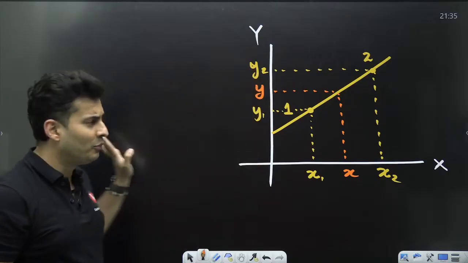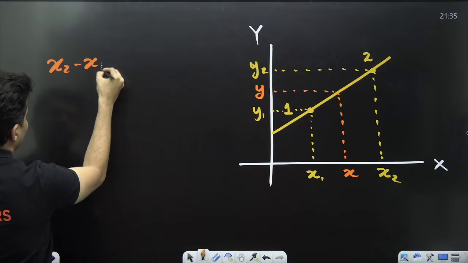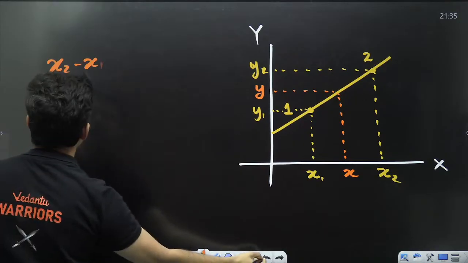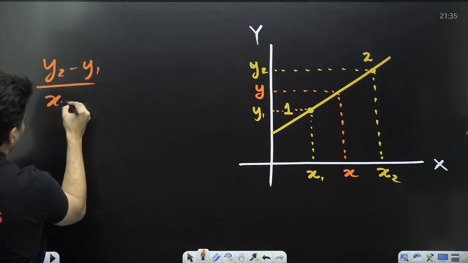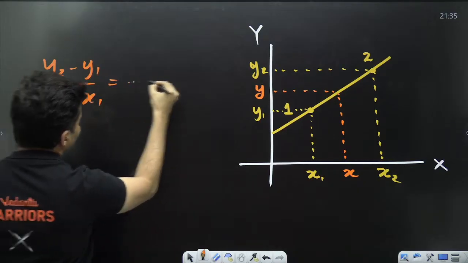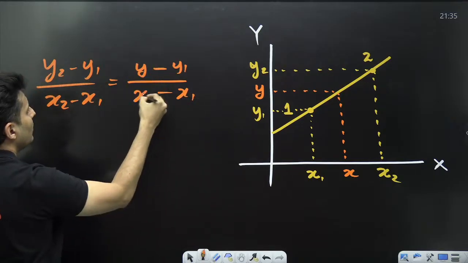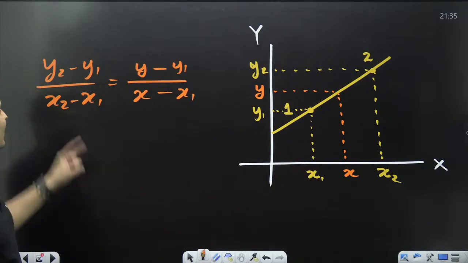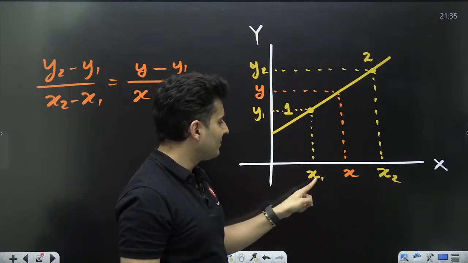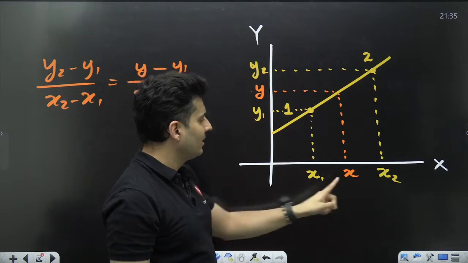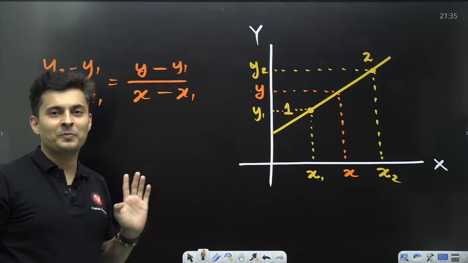Then any random point on this which has coordinate x, y can be written down in something called the two-point slope form. It looks something like this. y2 minus y1 upon x2 minus x1 is y minus y1 upon x minus x1. Here you put y and you put x, that's the only difference. This formula you can directly use.